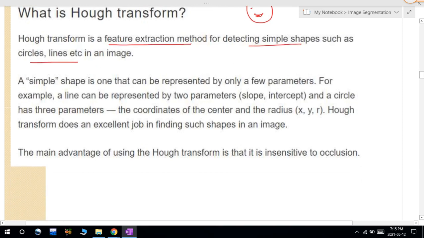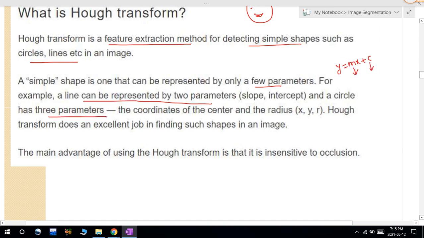A simple shape is one that can be represented by only a few parameters. I am taking lines and circles because it is easy to find them in the image. For example, a line can be represented by two parameters only. Whenever I have a line, we have the formula y equal to mx plus c. So these points are there, and I will try to find this slope and intercept.